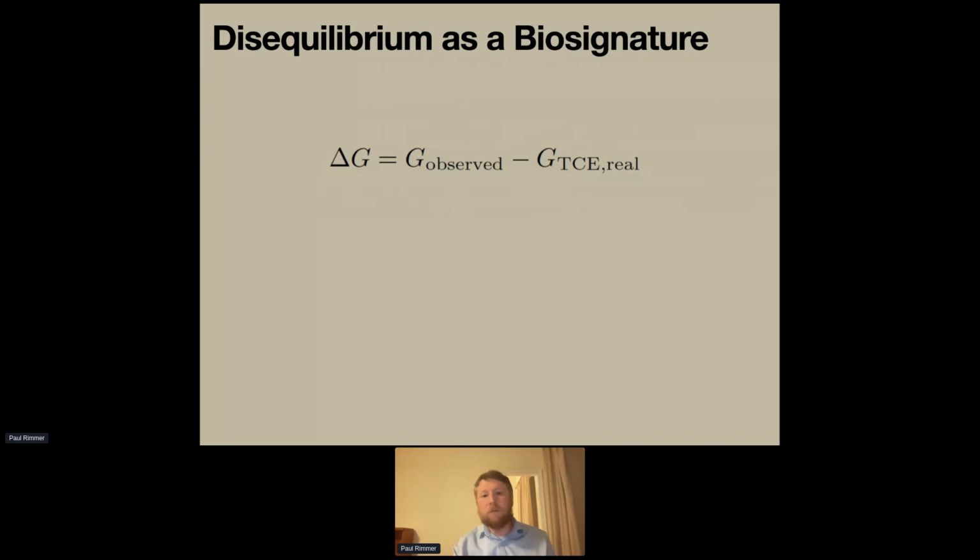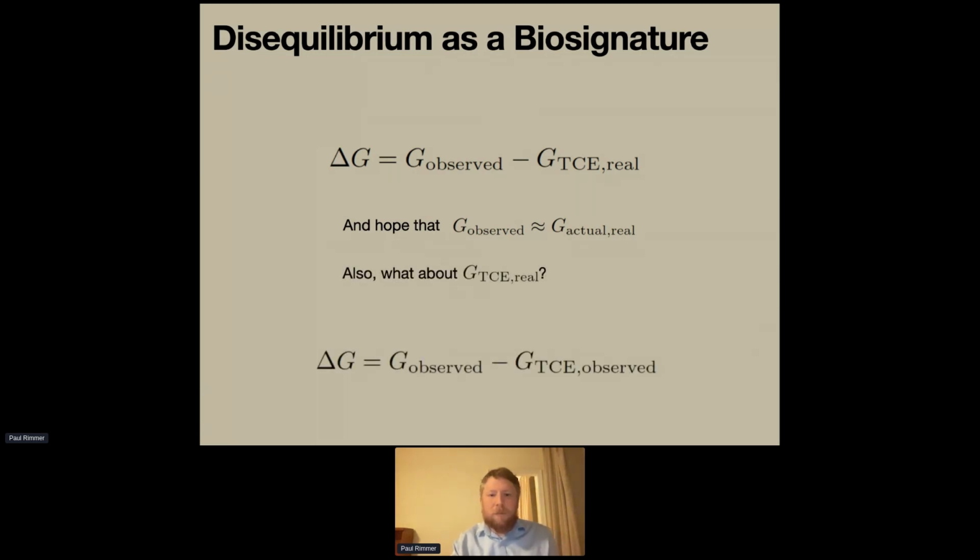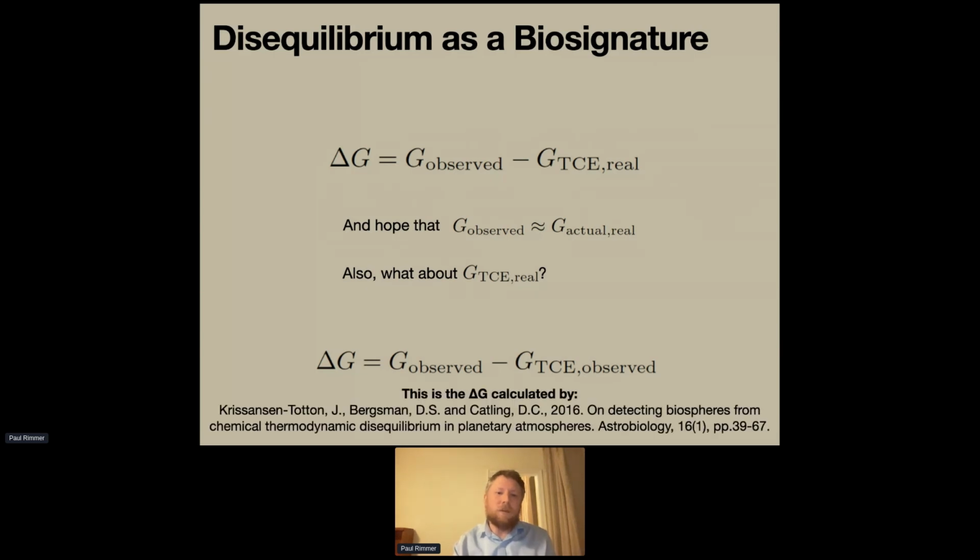Thermochemical equilibrium will be dependent on pressure and temperature, which we may not have very well constrained in a particular atmosphere, certainly on a surface of a particular planet. And also, it will depend on what atoms are available, and that will also depend on observations. So what we really are doing is we're kind of hoping that the observations mimic or at least approximate the actual real, and that also we can kind of approximate what that chemical equilibrium is. So assuming that we can get good approximations of these from observations, this will give us a degree of disequilibrium.